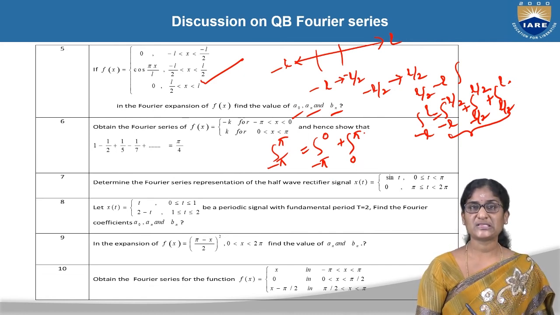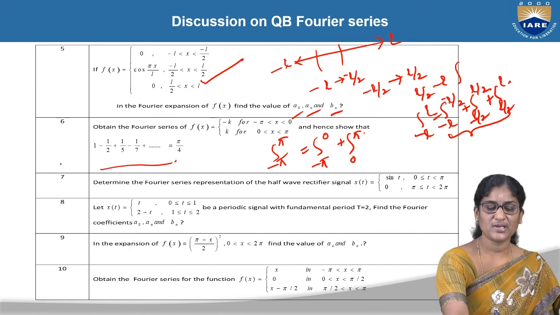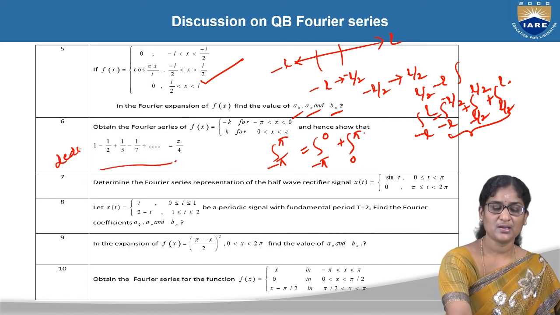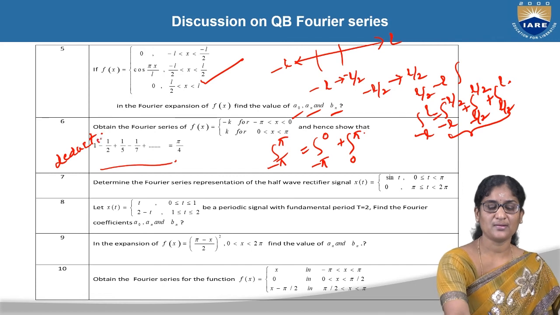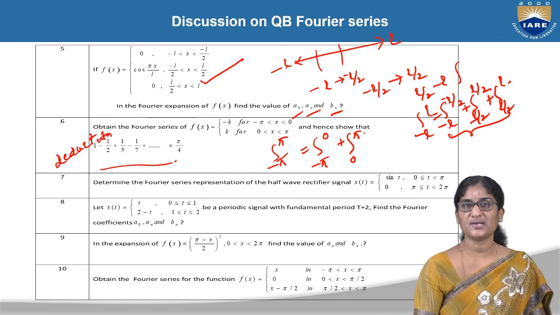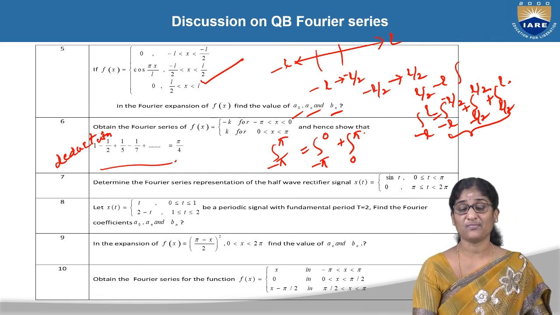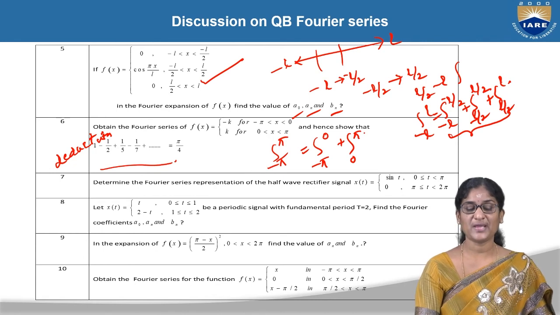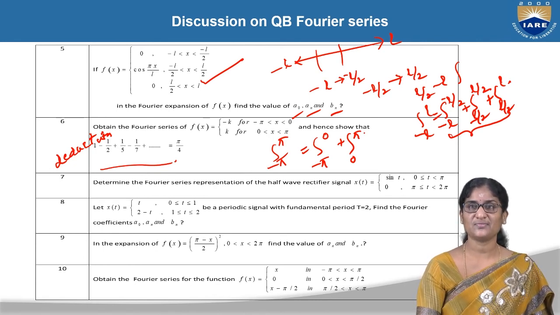And after getting the expansion, we have to do the deduction part by assuming x is equal to pi by 2 or 0, based on the type of series that we have got. Comparing with the deduction, we can assume the x values.